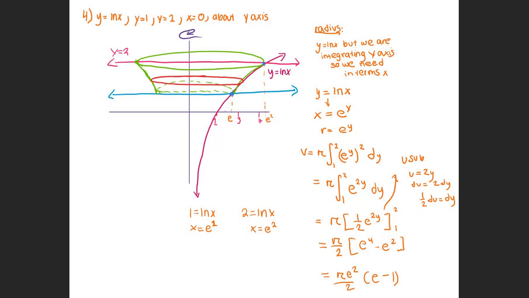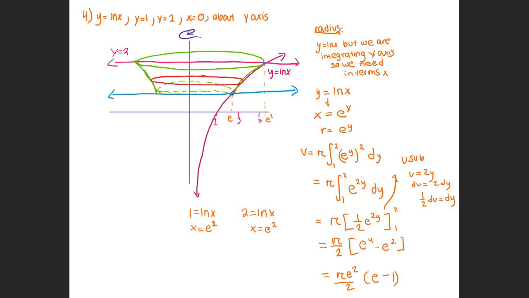So we need to rewrite it as an exponential function. So x equals e to the y is that exponential function, and then the radius is going to be that function because it's the outer function. Then we can integrate usually from pi r squared, so from 2 to 1.